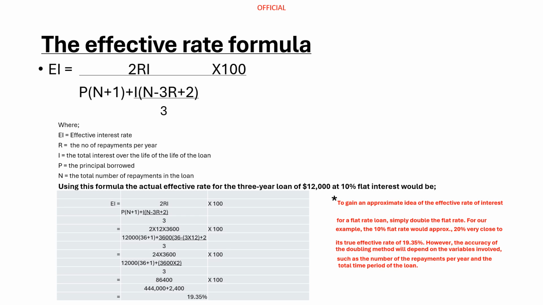As an approximation, there's a strategy to calculate the effective rate. The suggestion is that you simply double the flat rate to get the effective rate. In this example, the flat interest rate is 10%. If you simply double it, it is 20%. The actual effective rate from the formula is 19.35%, so pretty close. However, the accuracy of the doubling method will depend on the variables involved, such as the number of repayments per year and the total period of the loan.